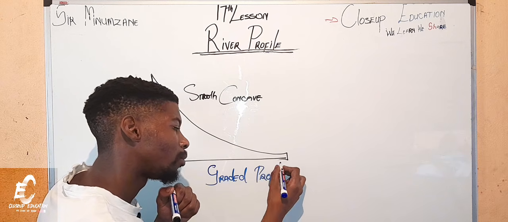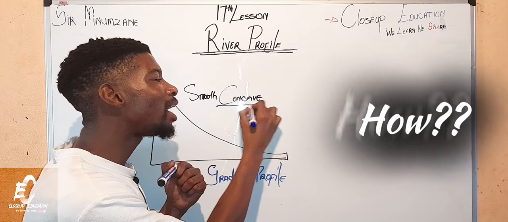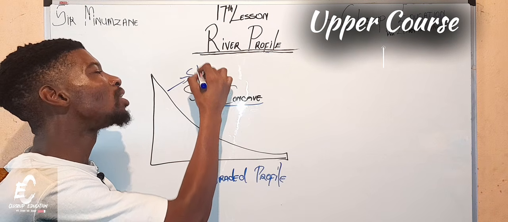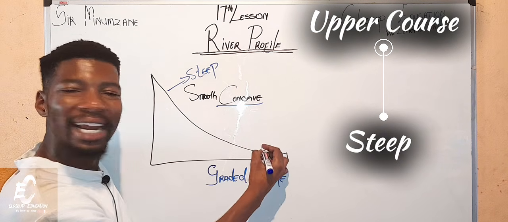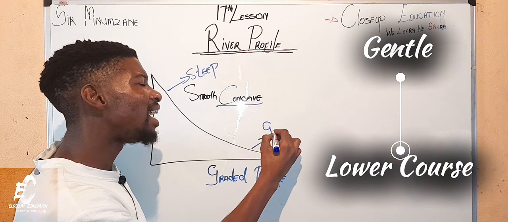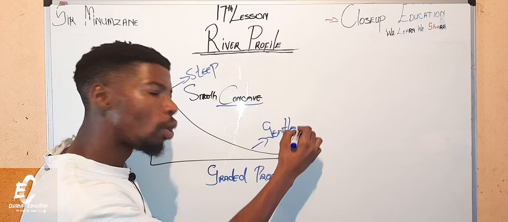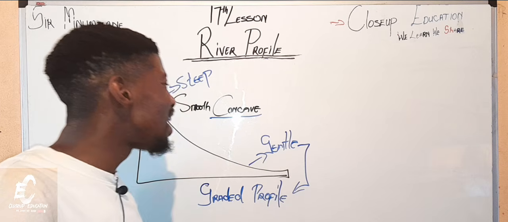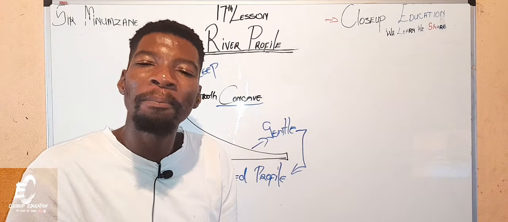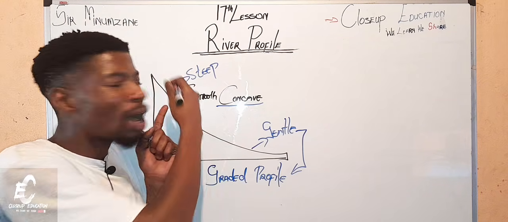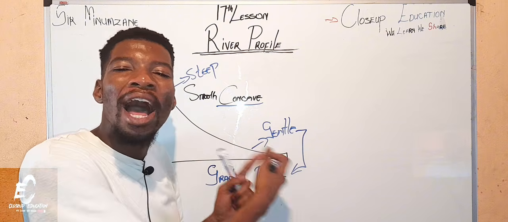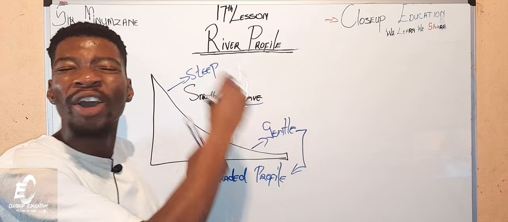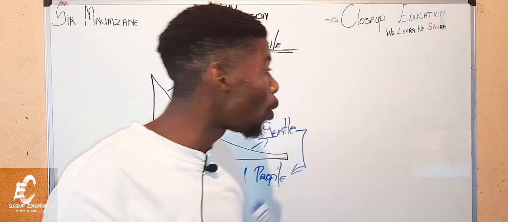Graded. All right, how do you actually identify a concave shape? A concave shape simply means that in the upper course it is very steep, while in the lower course it is very gentle. So that's what you say when they ask you about the graded profile. You say it has a smooth concave shape, which has a steeper upper course and a gentler lower course. You are done. You have gotten your 2 marks or your 5 marks for the graded profile. And then we move to our 24 marks.